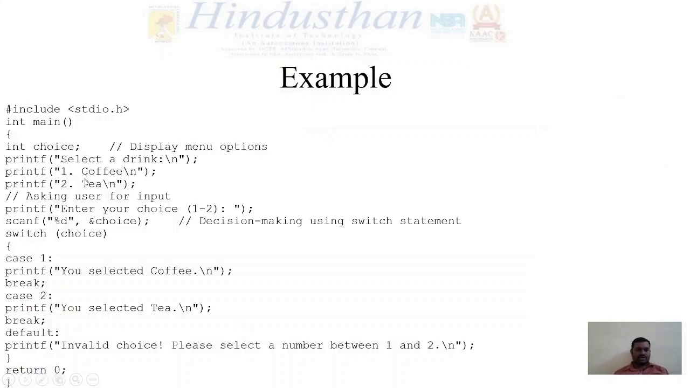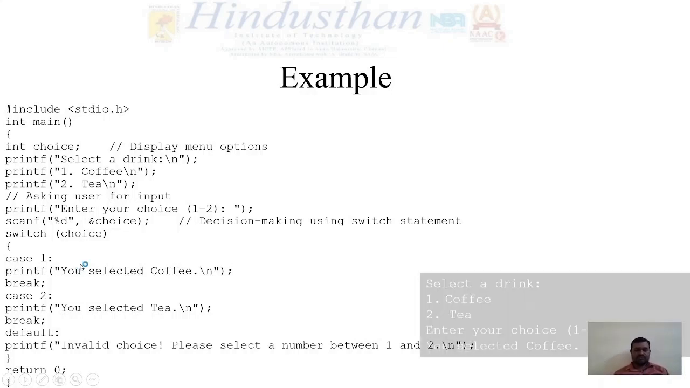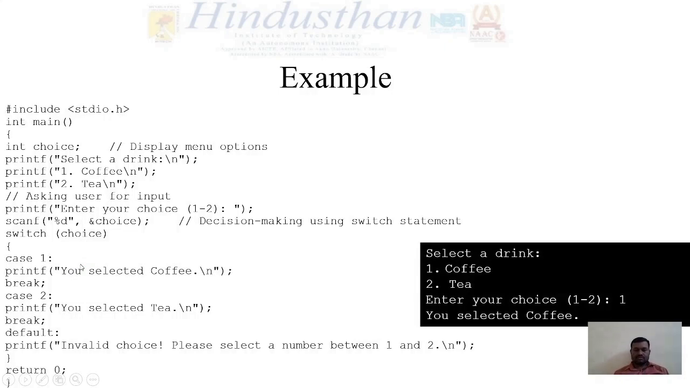So see the example here. So we're going to select two choices, coffee or tea. This is the switch keyword, and this is the choice you are inputting as a value. And if you input any of the choices, then the particular choice will be executed based on your input. So if one is entered, case one will be executed: you selected coffee. This is the input. So this is the output.